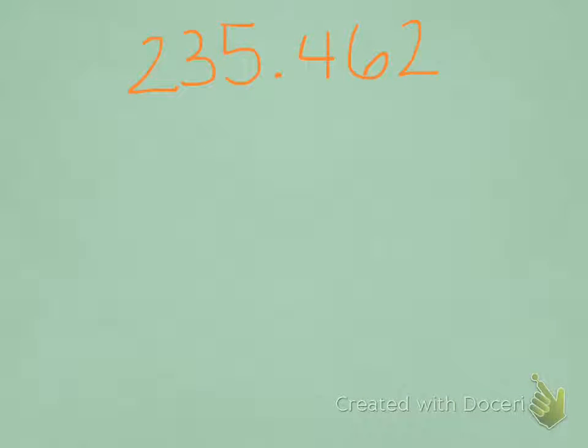The first thing that we want to keep in mind when we do this problem is we want to work from left to right. The first number on the far left is the 2, and the 2 stands for 200. To write that out in expanded form, I'm going to write 2 times 100, which again gives us the answer of 200. Before I move on to the next number, I'm going to put an addition sign separating the first number from my next number.